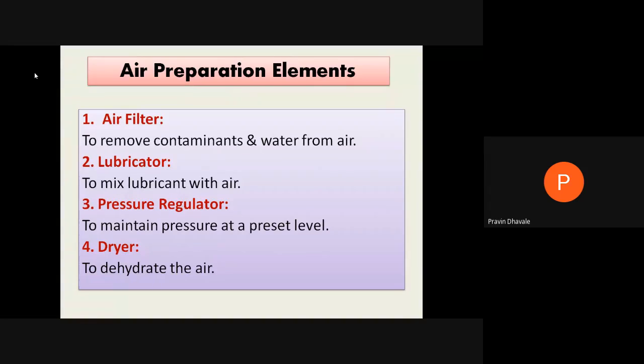But all four of these elements are necessary, so that we get clean air, lubricated air, constant pressure air and dry air. What is the work of the dryer? To remove water particles or moisture from the air, so that wet air is converted into dry air. Such conditioned air must be supplied to the pneumatic system in order to increase the life of the various device components of the pneumatic system.